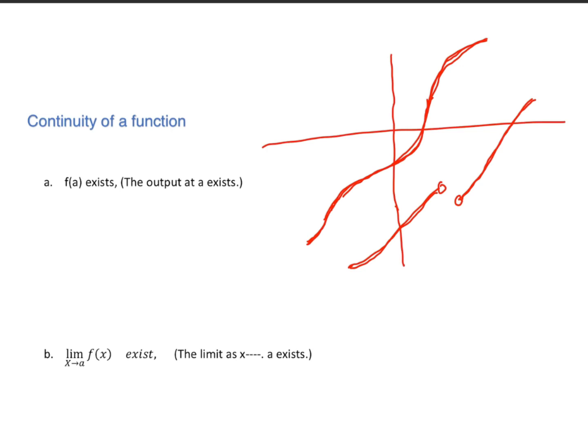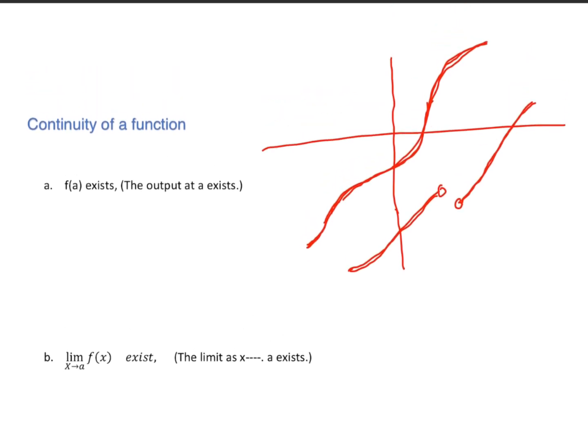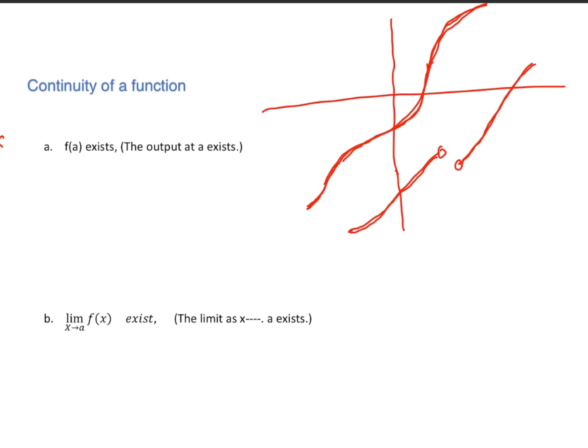So a function f is continuous at x equal to a if that particular function is continuous over that interval, and it is continuous at each point in the line. So these are some conditions for a function to be continuous. For a function to be continuous, f of a must exist. That is, the output at a should exist.